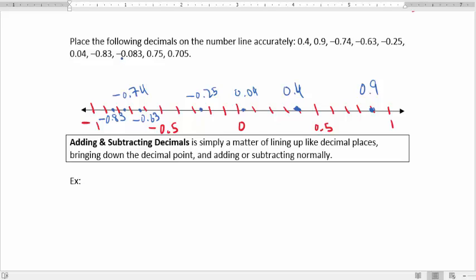And then negative 0.083, this is a good distinction, right? Negative 0.083 is not even negative 0.1. So it's between 0 and negative 0.1, and it's actually going to be pretty close to negative 0.1, right? It'll be like maybe here, negative 0.083. And then 0.75, that'll be halfway between 0.7 and 0.8.